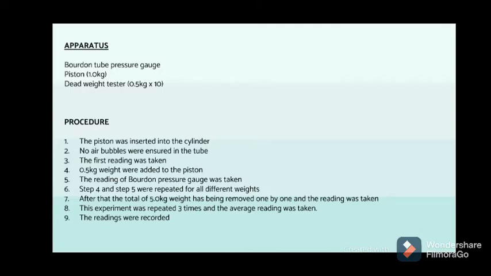The third step is the first reading was taken. The fourth is 0.5 kilogram weight was added to the piston. Fifth, the reading of the Bourdon pressure gauge was taken. Steps 4 and 5 were repeated for all the different weights. Seventh, after a total of 5 kilograms, the weights were removed one by one and the readings were taken. Eighth, this experiment was repeated and the average reading was taken. Ninth, the readings were recorded.